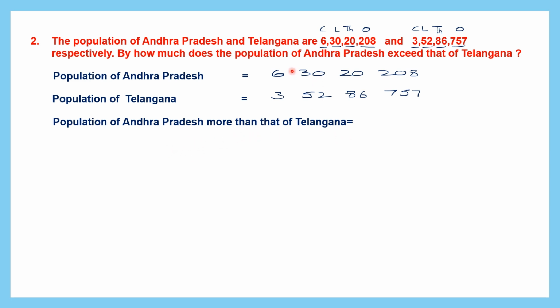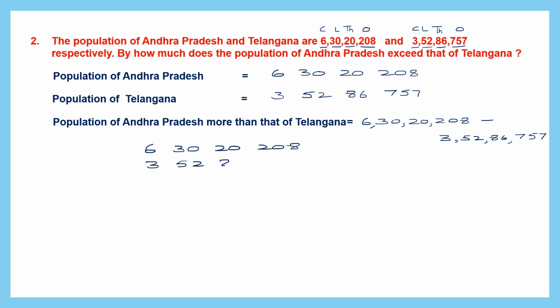Now how do we find that? By subtracting these two numbers. That means we should say 6 crore 30 lakh 20,208 minus the other number, which is 3 crore 52 lakh 86,757. When we subtract, we will know. So let's do the subtraction. So 6 crore 30 lakh 20,208 and 3 crore 52 lakh 86,757. Let's do the subtraction.